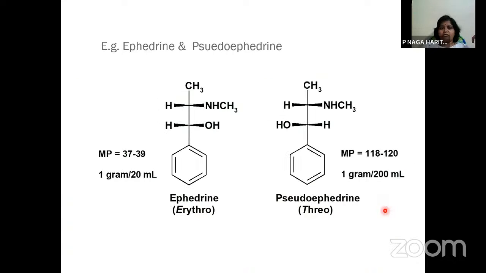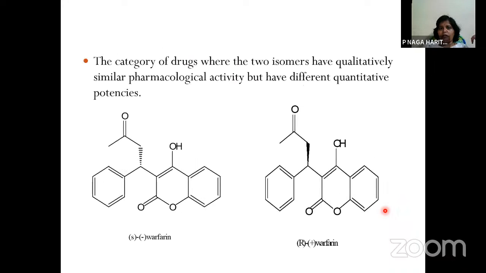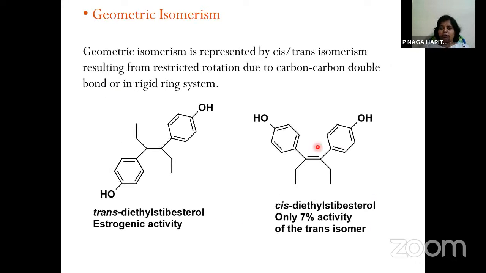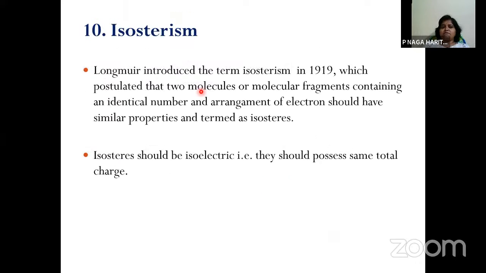Another example is ephedrine and pseudoephedrine. The category of drugs where the two isomers have qualitatively similar pharmacological activity but have different quantitative potencies comes with warfarin. And then geometric isomerism, here also trans-diethylstilbestrol and cis-diethylstilbestrol. Here it is having an estrogenic activity, whereas only 7% activity will be seen with the cis isomer. And then the next one we have is isosterism.